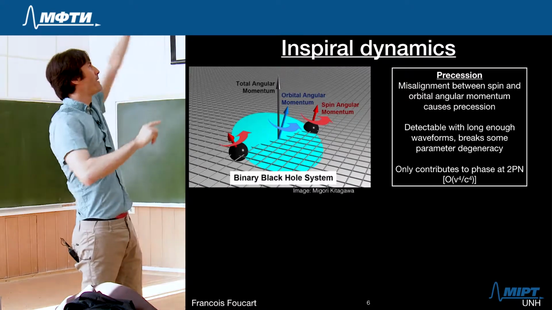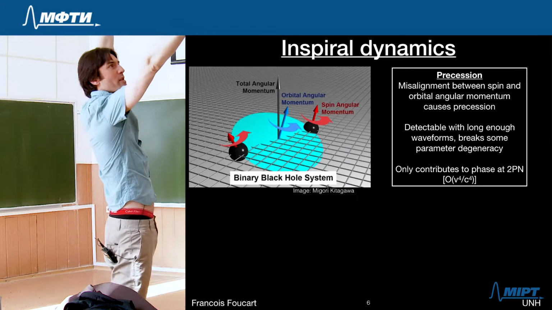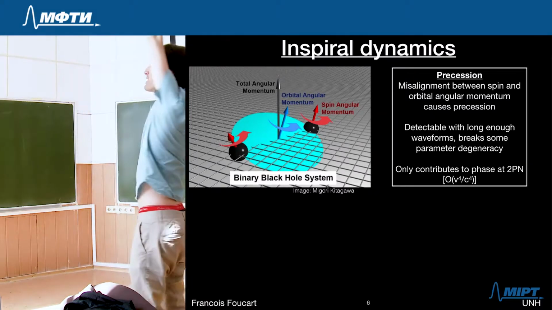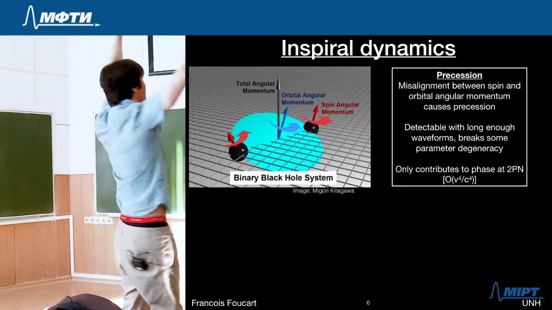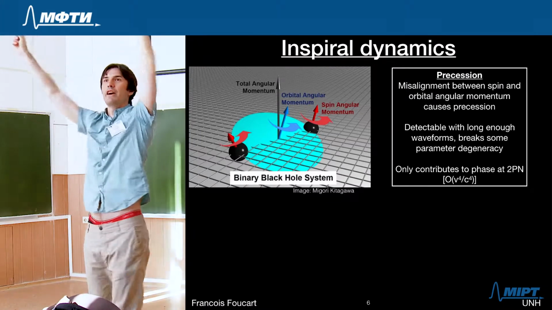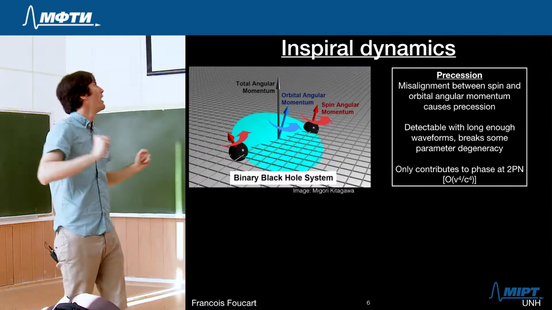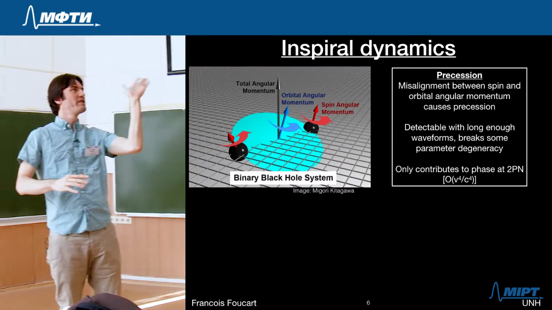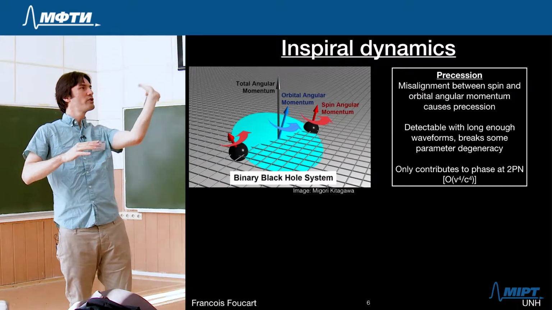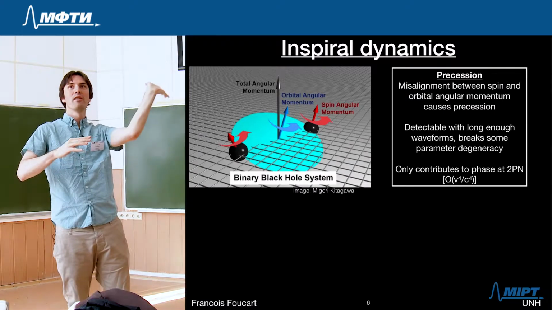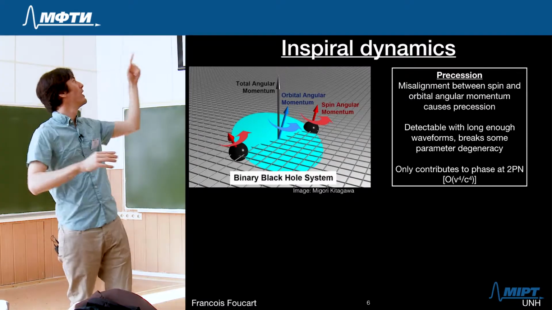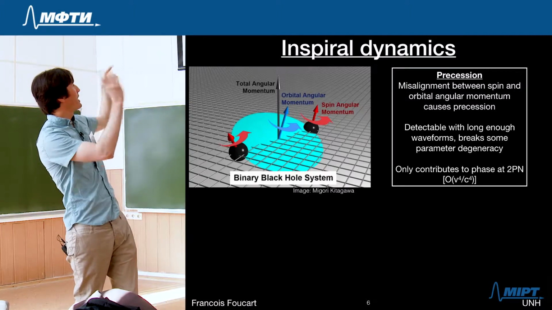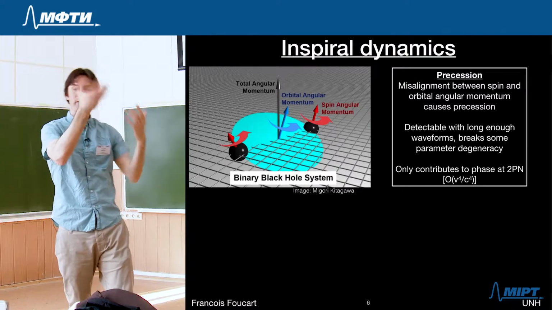But the individual momenta, the orbital momentum and the spin momentum, are going to precess around the total momentum. So if I have my total angular momentum and my orbital angular momentum, the orbital angular momentum is going to precess around the total angular momentum. And the spin is going to do the same thing. And what this means is that your orbital plane is going to precess over time. It's going to change orientation over time as the orbital angular momentum precesses. And similarly, the spins are going to precess over time.